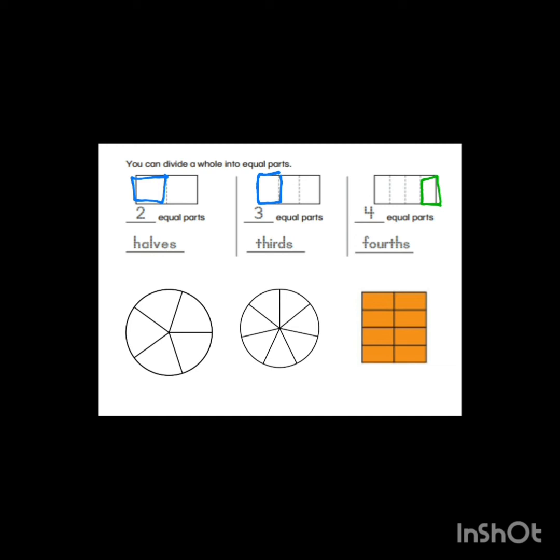If I have 5 equal parts, 1, 2, 3, 4, 5, I will say it's what? Yes, it's fifth. Fifths. Each part is a fifth.